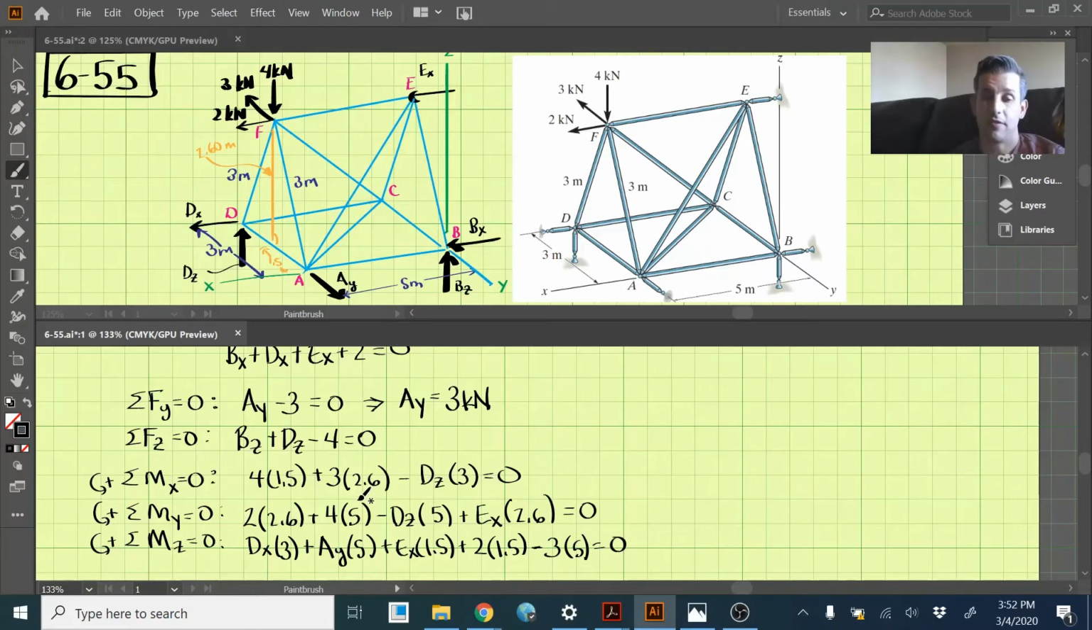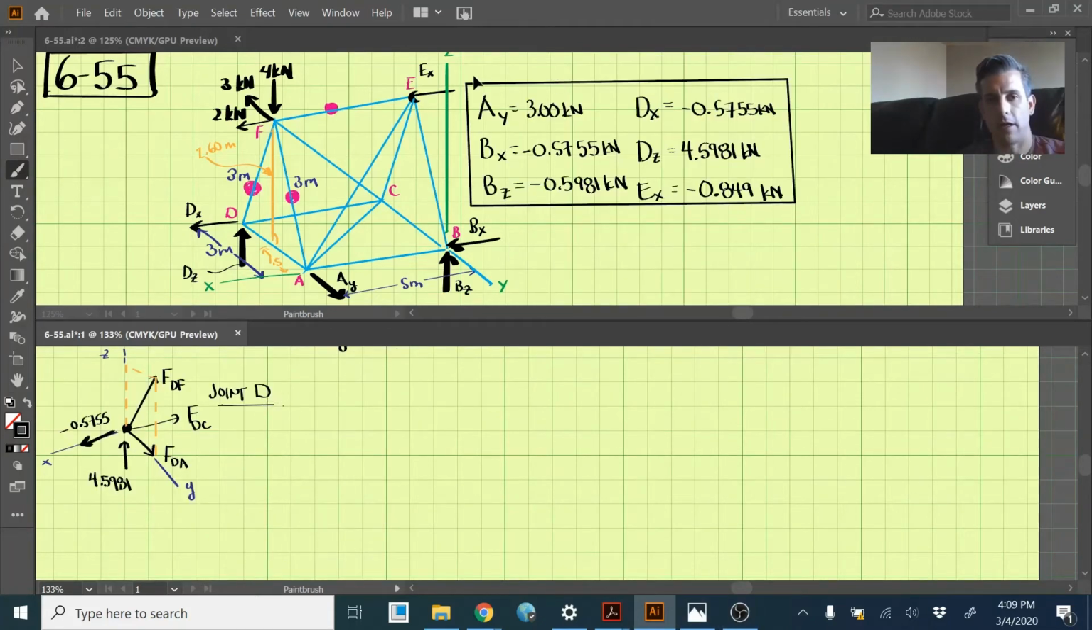So now we have 6 equations, and we have 1, 2, 3, 4, 5, 6 unknowns. This system should be solvable with the equations that were given. All right, let me calculate this and we'll come back. Okay, so we found the reaction forces here, and I've listed them all here. So we've solved all 6 of those. And now what this problem is really looking for is, I marked on the diagram here with pink which ones we're actually looking for.